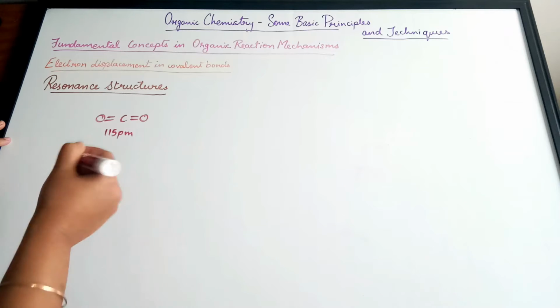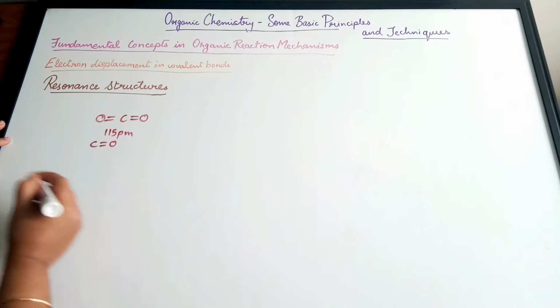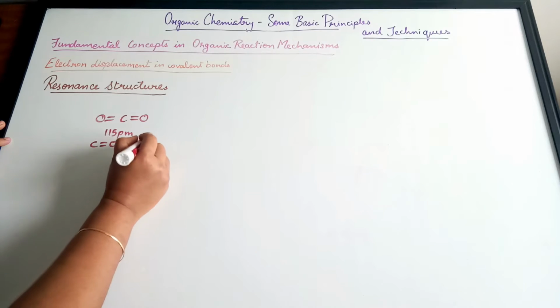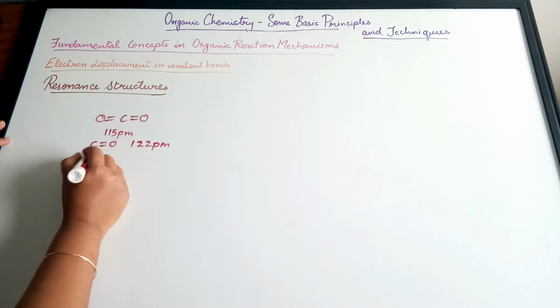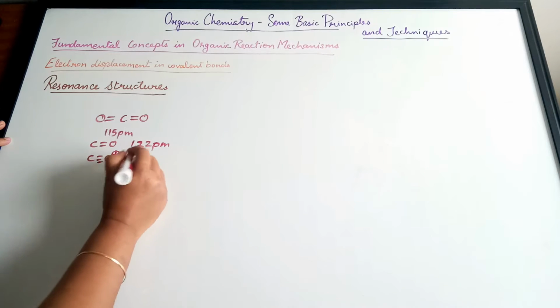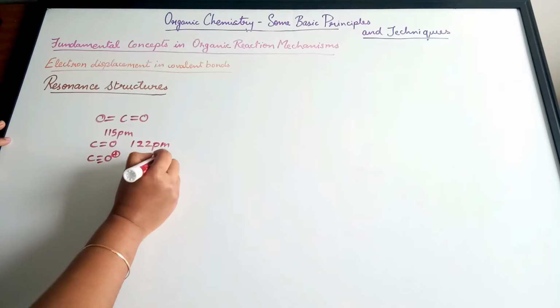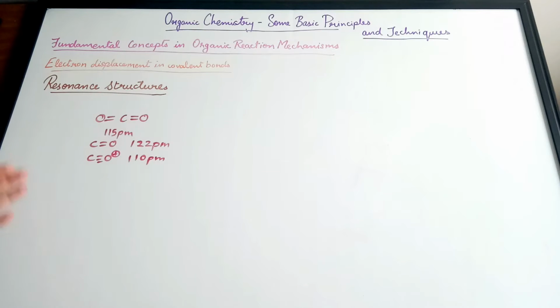If there was a carbon-oxygen double bond, the bond length would have been 122 picometers. And if it was a triple bond, then the bond length would have been 110 picometers. But 115 is basically in between these two values. And so this particular structure of carbon dioxide does not explain the property of bond length, and that is where resonating structures come in. Resonating structures are various structures which together describe all the properties of the compound, and the actual compound is the resonance hybrid of them.